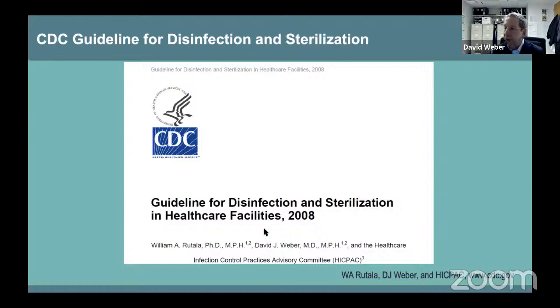So this is the guideline for disinfection and sterilization, which in the United States forms the basis for much of what I'm talking about and for guidelines in the U.S. We are currently revising this guideline. It'll be brought out as a multi-society guideline this time, sponsored by the Society for Healthcare Epidemiology of America and the Infectious Diseases Society of America, rather than a CDC guideline.